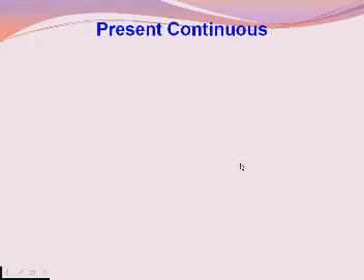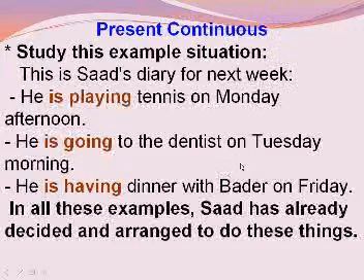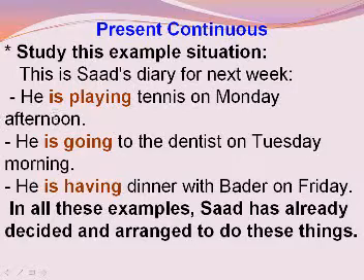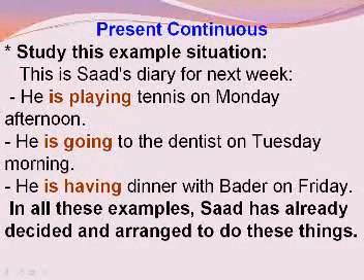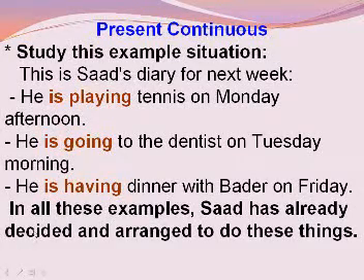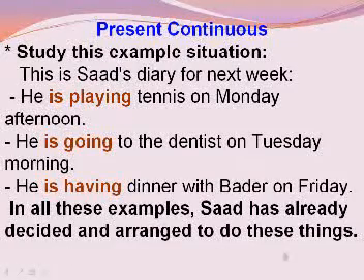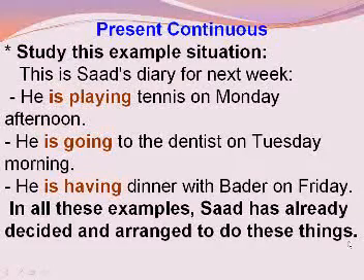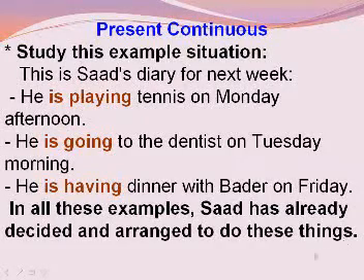We'll start with the present continuous. Okay, study this example situation. This is Saad's diary for next week. Next week, he is playing tennis on Monday afternoon. He is going to the dentist on Tuesday morning. He is having dinner with Badr on Friday. In all these examples, Saad has already decided and arranged to do these things. So when we decide and plan for something in advance, we use the present continuous tense to refer to the future.